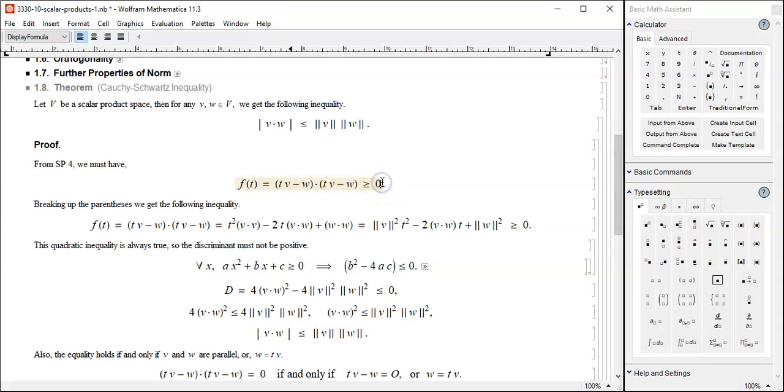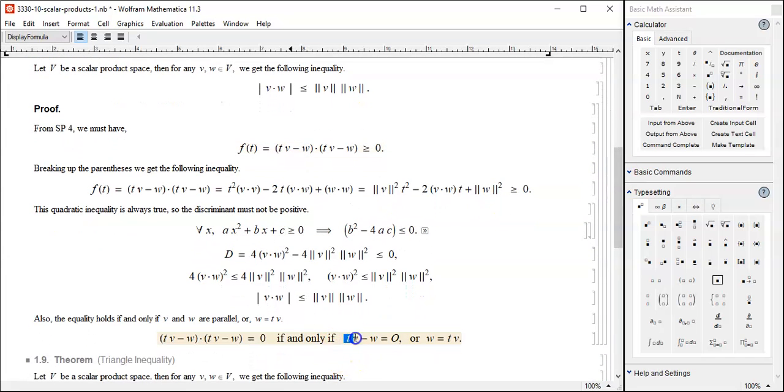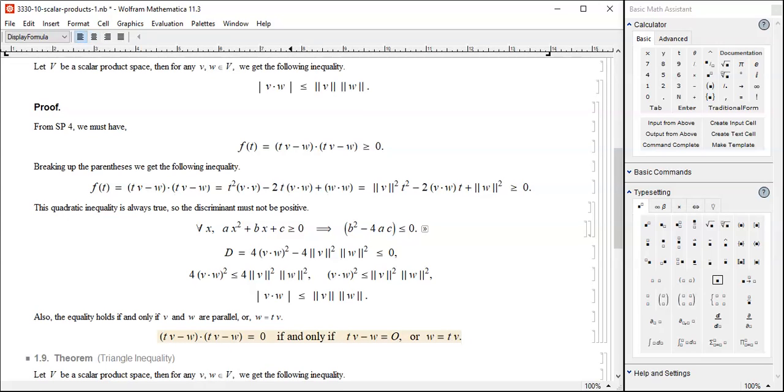So from this quadratic expression, using the discriminant, we ended up proving it. So the absolute value of the scalar product is less than or equal to the product of norms. And at worst case, we have equality when we have a 0 vector, when tv minus w is a 0 vector. And that's equivalent to w being equal to tv. W and v are parallel to each other.